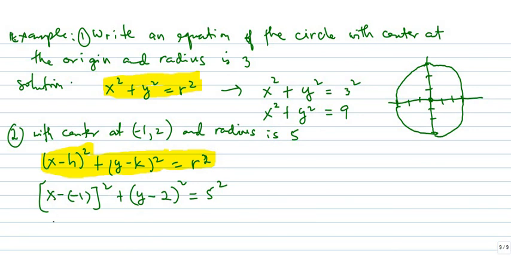So we have x minus -1, which is x plus 1 squared. And then plus y minus 2 squared, which is equivalent to 5 times 5, that is 25.